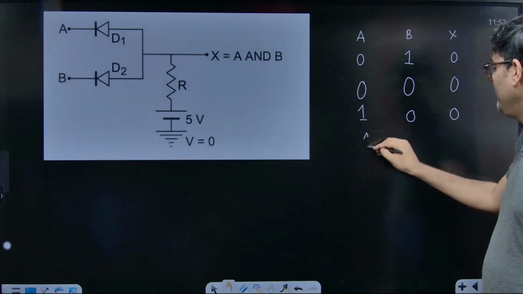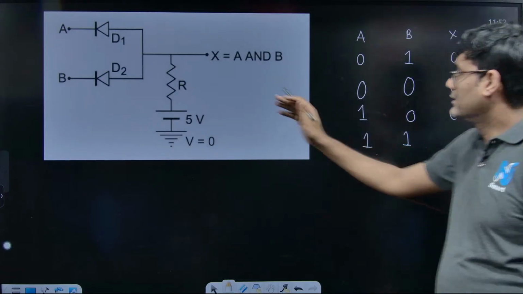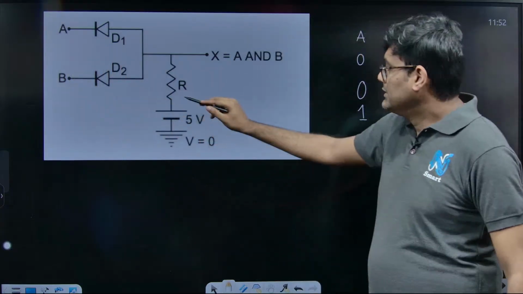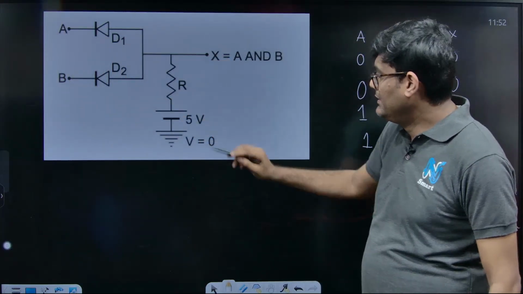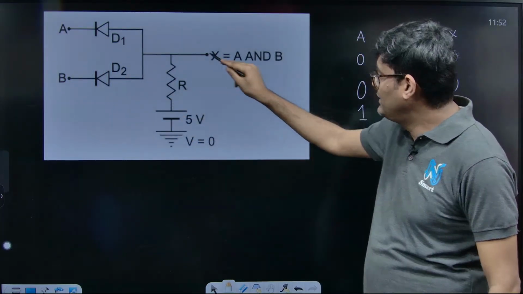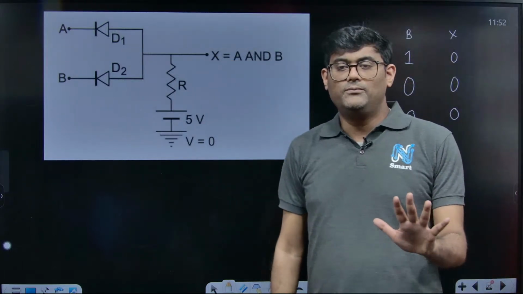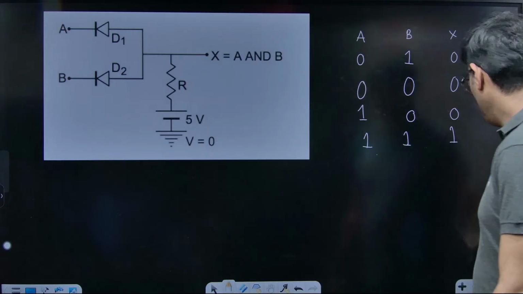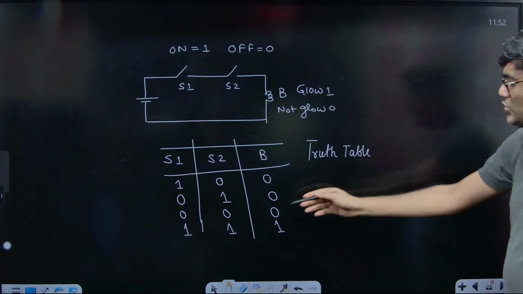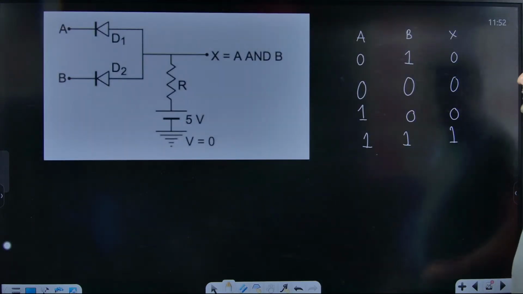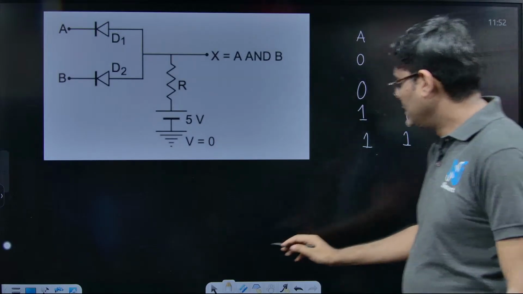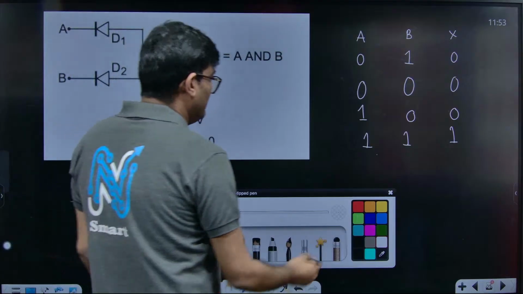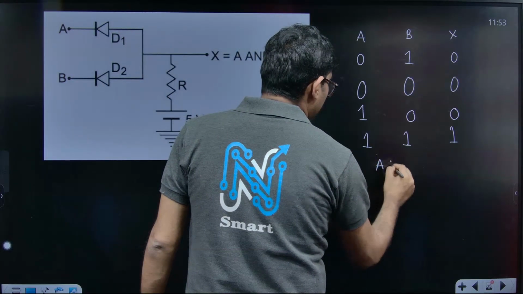But what will happen if both are high? Then current cannot pass through this line. There will be no current in this circuit. So if this is 0 volt, this is 5 volt, then X is also 5 volt. 5 volt means a high voltage. I will mark it 1. If you compare this, the same truth table I got here, and this type of network is called AND network, or this truth table is for AND gate, right? We say this is an AND gate.